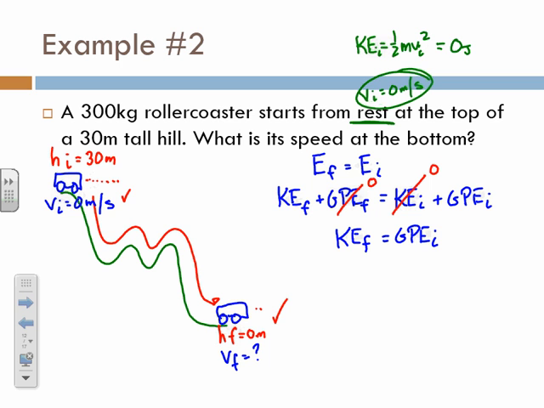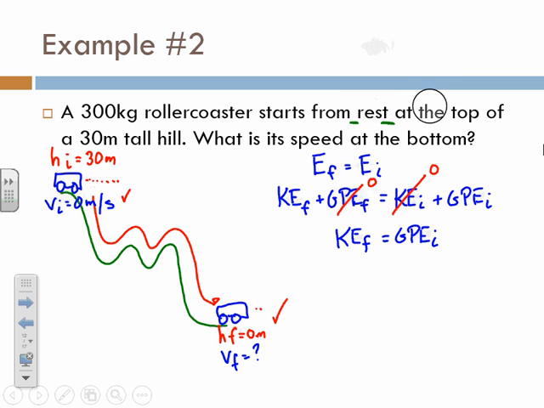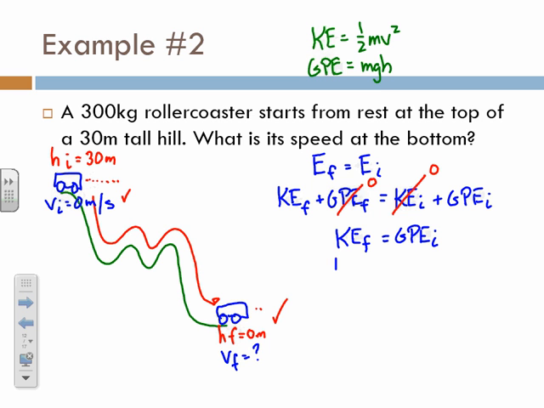And so what I'm going to do now is use the equations for kinetic energy and gravitational potential energy. So don't forget, kinetic energy is 1/2 mv squared, and gravitational potential energy is mgh. So I'm going to use that here in my equation. For KE final, I'm going to use 1/2 times my mass times my final velocity squared. And here for my GPE initial, I'm going to use mass times the acceleration due to gravity, and because it's initial, it's my initial height.